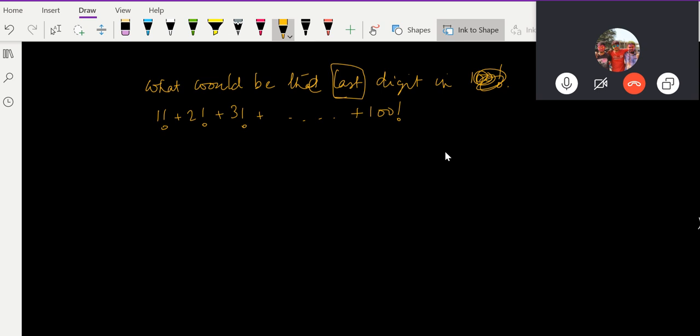I'm assuming all of you know the meaning of factorial, right? Yes. So factorial n means 1 into 2 into 3 up to n, the product of n numbers. So factorial 100 means the product of the first 100 numbers. So what would be the last digit in this sum? How will you do it?